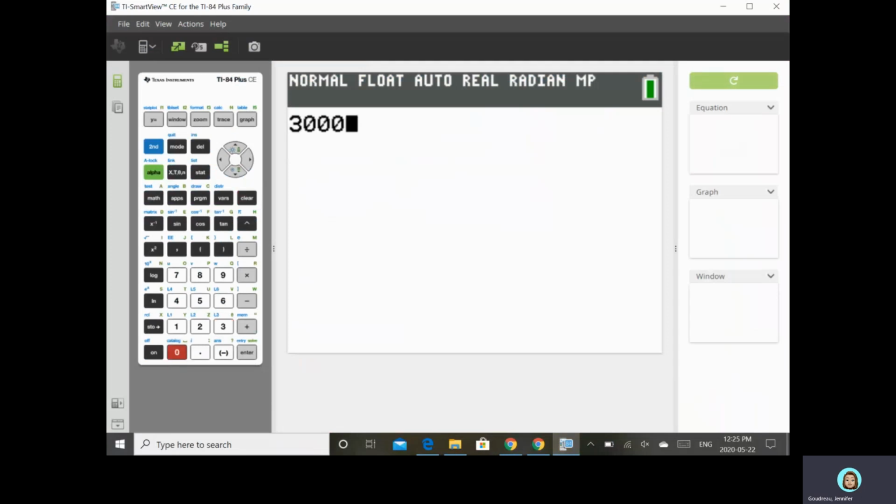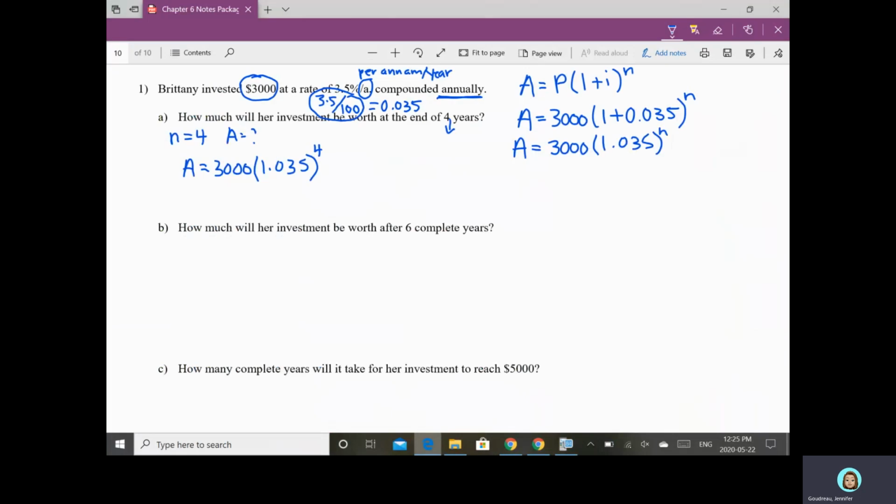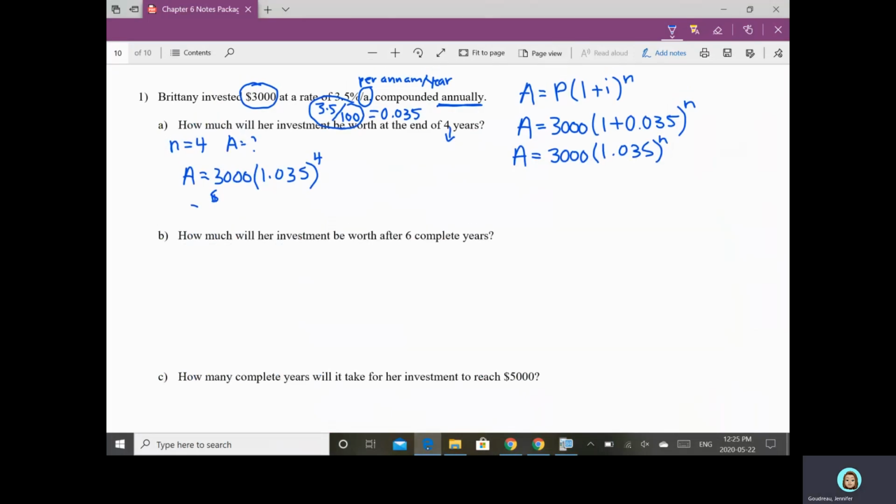Let's go to the calculator and let's find out what that is. So 3,000 times 1.035 to the power of 4. And there's our answer. Now keep in mind that this value right here is the total amount of money that Brittany has. The total amount. It has her original investment along with the interest added in. Also, because we're talking about money, we're going to round to the nearest hundredth, so we have dollars and cents. So her total amount is $3,442.57.